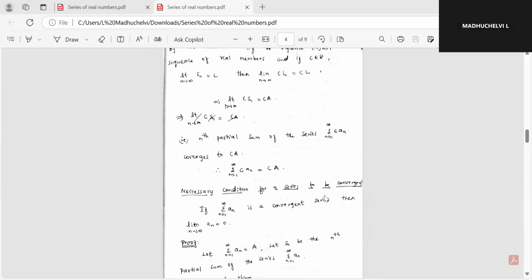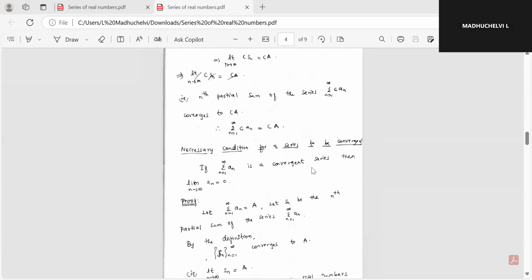Next, we can see one theorem, that is the necessary condition for a series to be convergent. The condition is limit n tends to infinity an equal to 0. If the series is convergent, then the limit n tends to infinity an equal to 0.